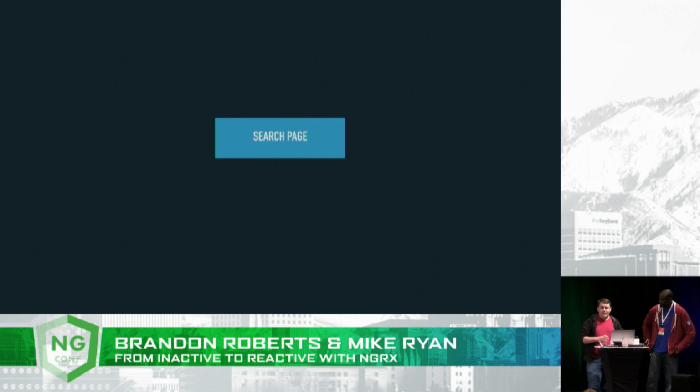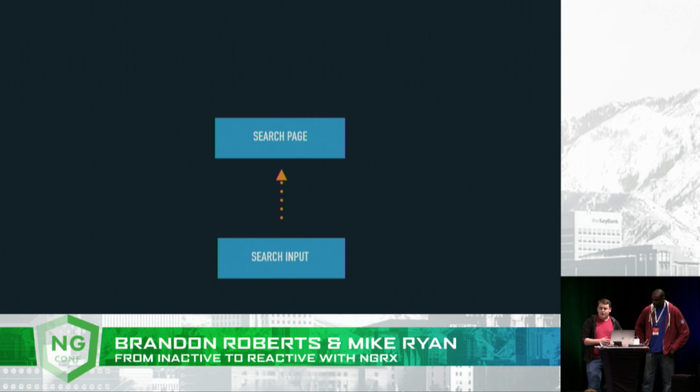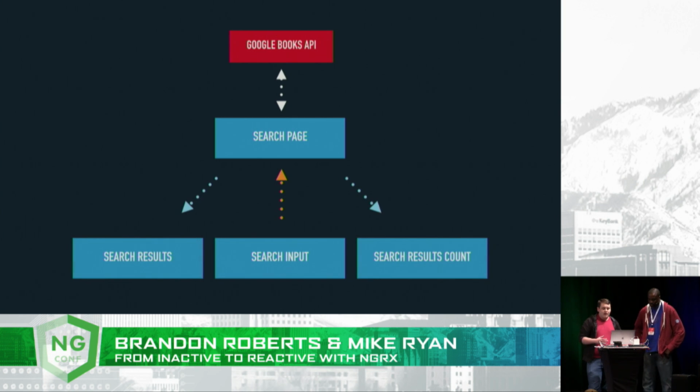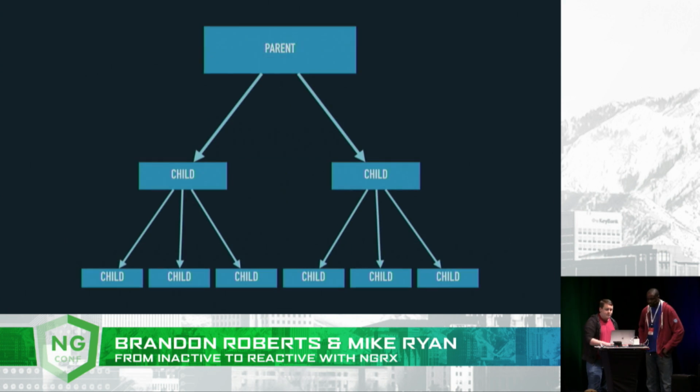Well, if we take our application as it exists today, we can imagine how we might flow this through inputs and outputs. The search page would still get a query from the search input. We'd still reach out to the Google Books API to get books back. And we could flow this down to a new search results count component that we'll write today. And this would work for this simple app, but we often don't get the luxury of building simple apps.